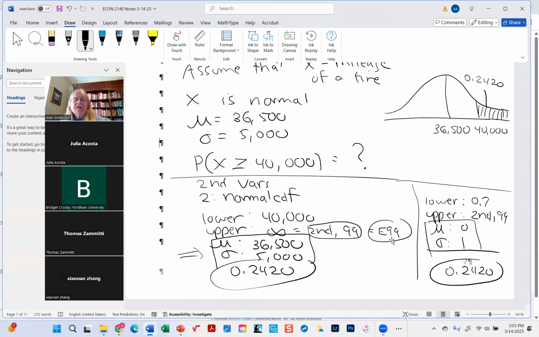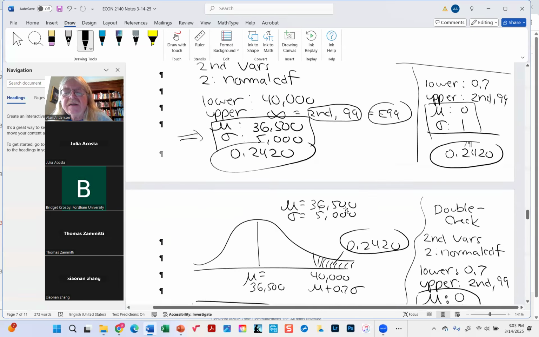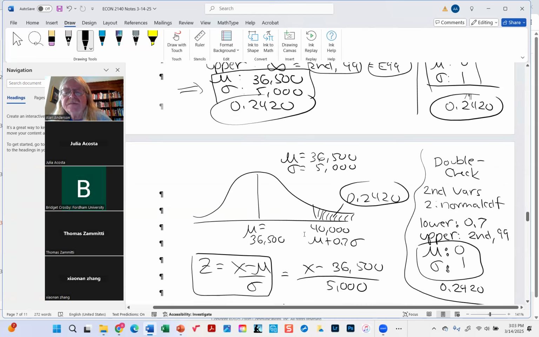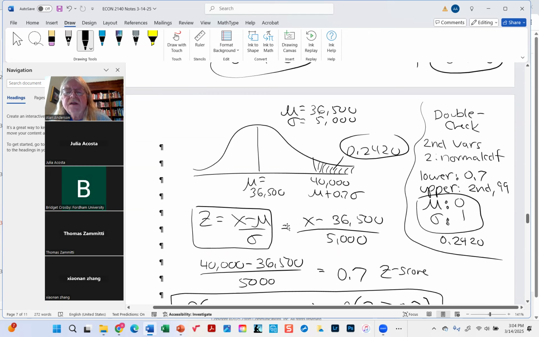All right, then. Now, they're going to ask us an interesting question here. How many standard deviations above the mean is 40,000? Well, it's not an even amount. It's not 1, it's not 2, it's not 3. How do we figure that out?